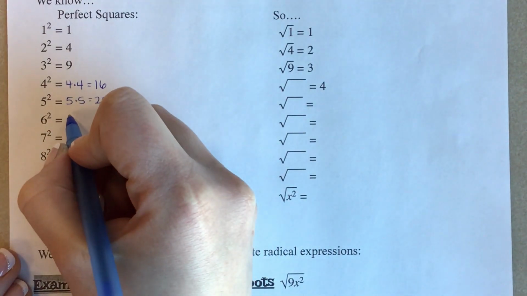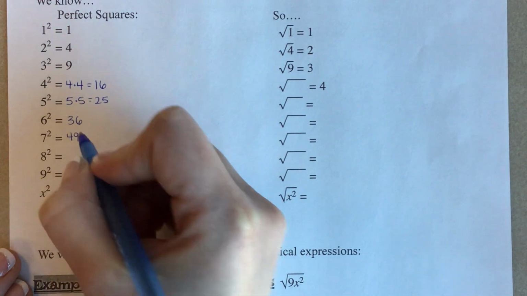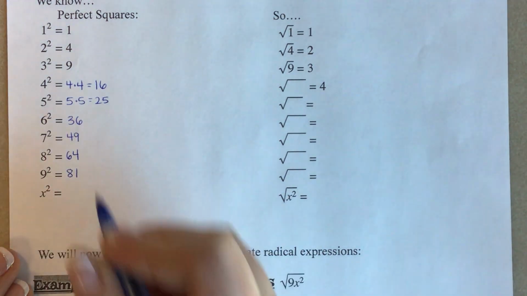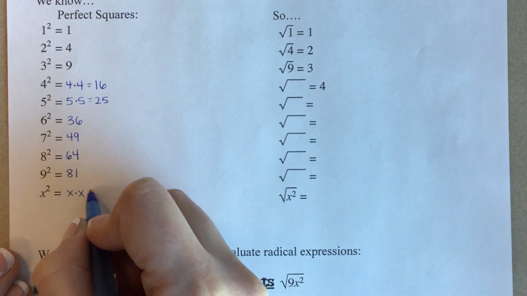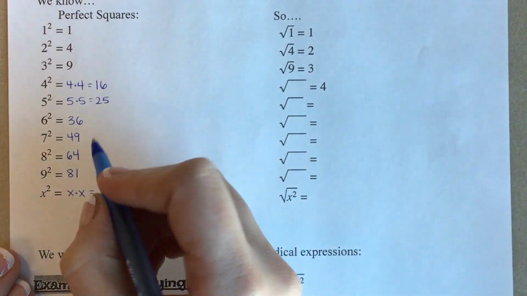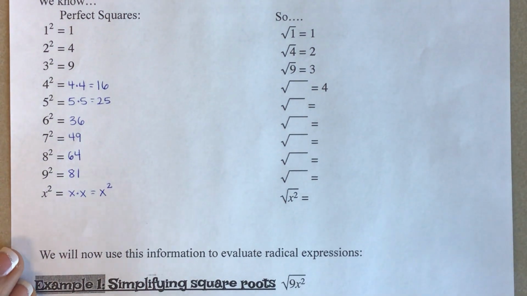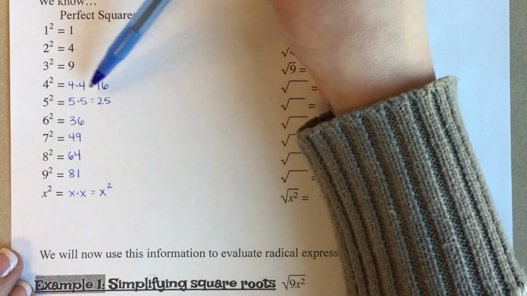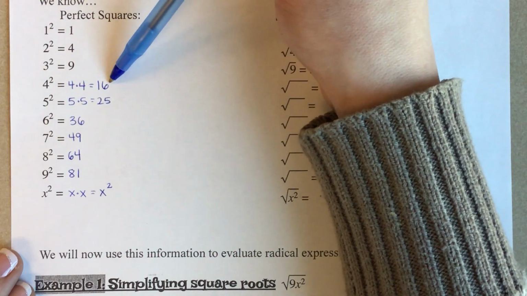6 squared is going to give us 36, 7 squared is 49, 8 squared is 64, 9 squared is 81, and x squared means x times x, but if I don't have a value for that x, then it's still just x squared. So notice when I have two numbers getting multiplied by themselves, I'm getting these perfect squares.